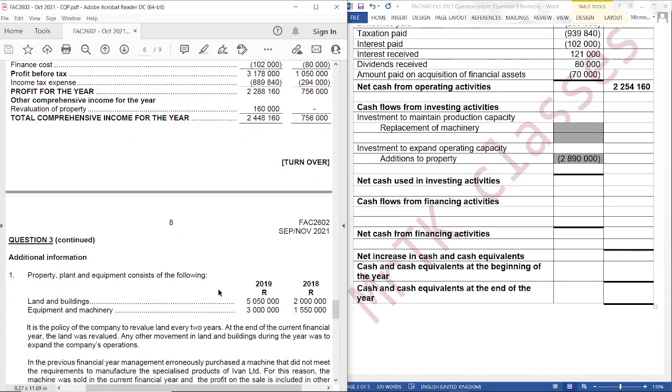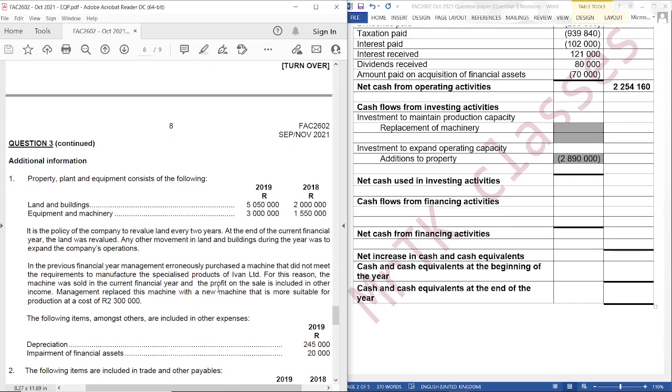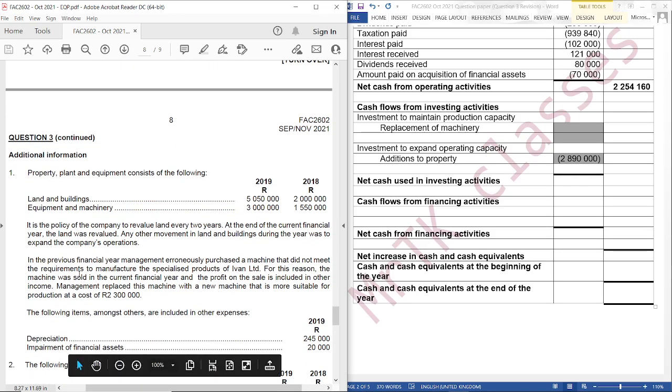then do we still have anything else? Yes, we have equipment and machinery, and we need to know what happened to that. Okay, in the previous financial year, management erroneously purchased a machine that did not meet the requirements to manufacture the specialized products of Ivan Limited. For this reason, the machine was sold in the current financial year, which means that we have proceeds on disposal, right? And the profit on the sale is included in other income.